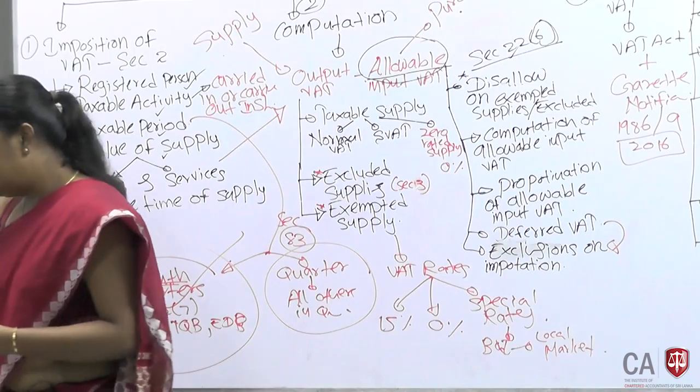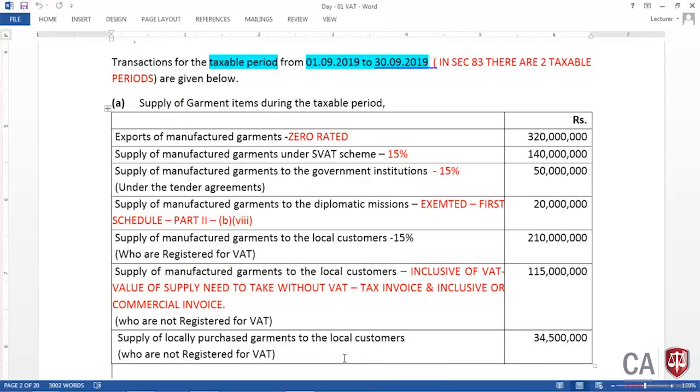Then next part, the supply of manufactured garments to the garment institutions under tender agreement in the value of supply. This is typically a taxable value of supply and a taxable activity. This is conducted in Sri Lanka. This is liable for 15% of VAT.